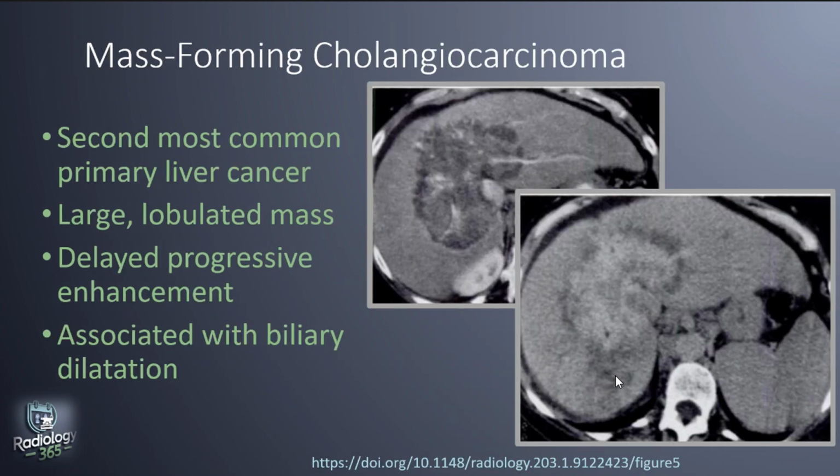Then we have cholangiocarcinoma, which is the second most common primary liver malignancy. It has several forms, but today we're going to be focusing on the mass forming type, which is the most common subtype of cholangiocarcinoma. These tumors are usually large and lobulated, and the key imaging clue is delayed progressive enhancement due to their fibrous stroma.